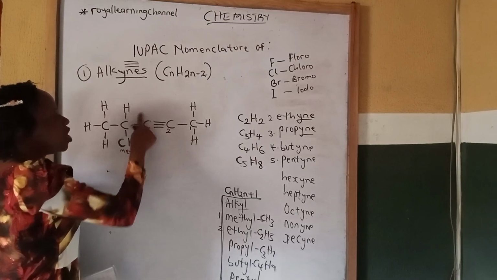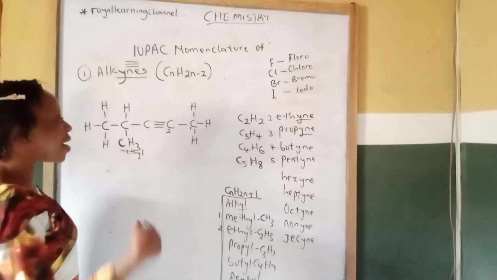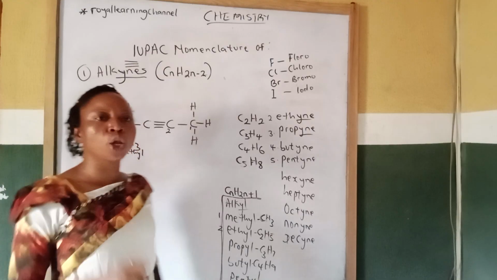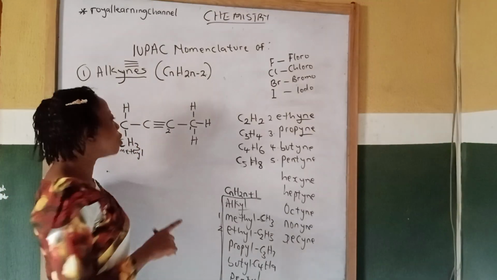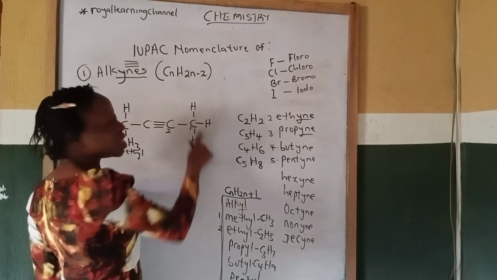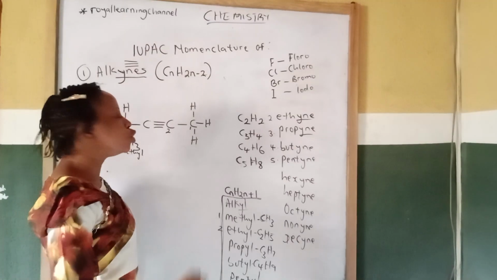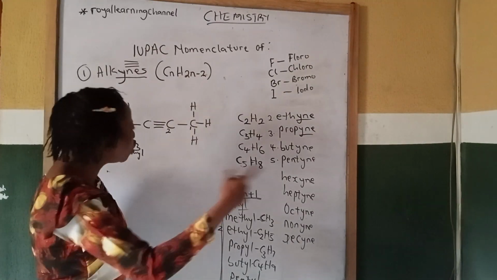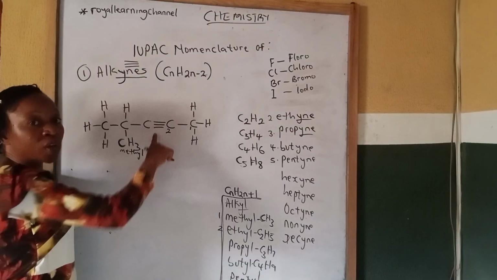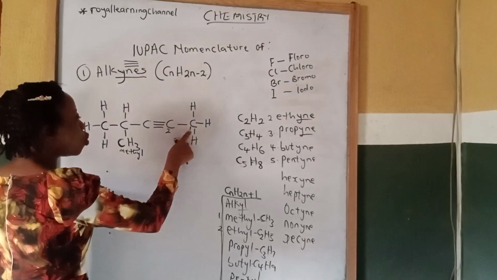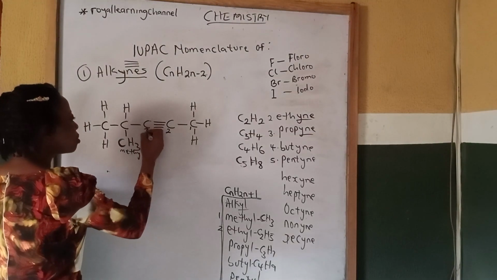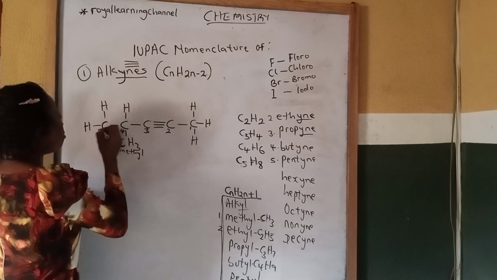So the best position to name from is our right hand side, because it will give us the lowest number to our functional group. It is very close to the terminal carbon atom. So you name from the end which will give you the lowest number to the functional group. So 1, 2, 3, 4, 5.